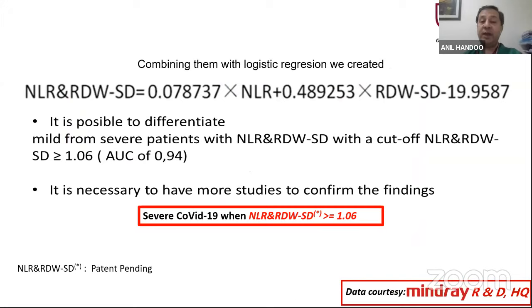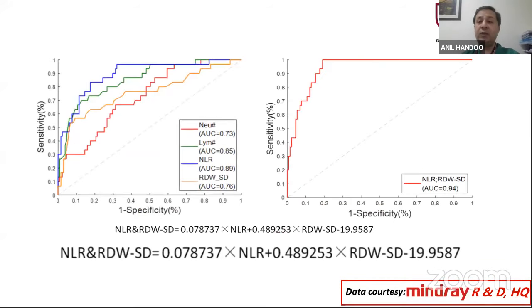Now, this is one interesting parameter which the Mindray guys have developed by using the logistic regression. Don't ask me what exactly it means and how exactly they have calculated it, because this is something which they are trying to get a patent for. And they have observed that when they have a parameter of NLR and RDWSD, and if it's more than 1.06, it is likely that the disease will be more severe. So if you look at this data, which you're seeing in front of you, the regression analysis curve, the sensitivity and the specificity of this particular parameter, NLR-RDWSD, gives you a very high area under the curve, and it is obviously giving you very high sensitivity and specificity both.